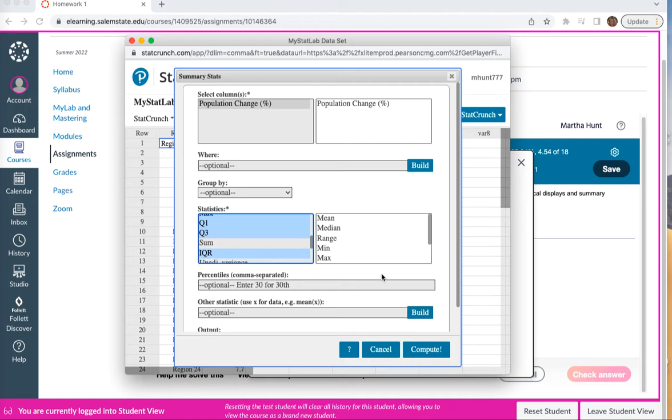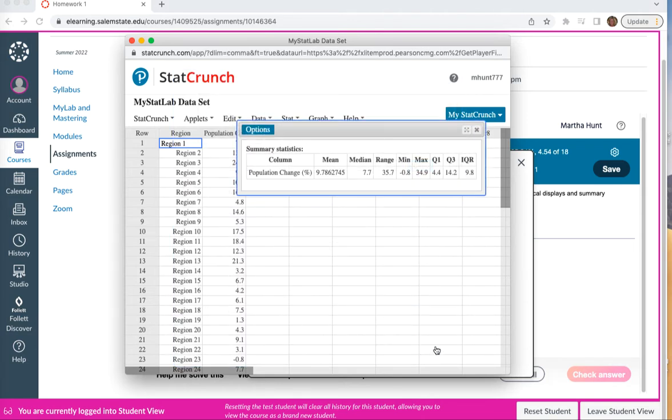Those are the statistics that are studied in chapters 1 and 2. So then I'm going to hit Compute, and a table is displayed. Now, you could jot down all of these figures on a piece of paper. That would not be a bad idea.